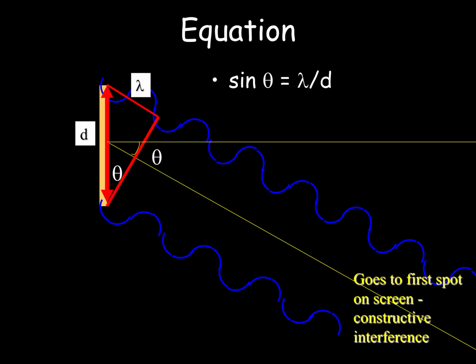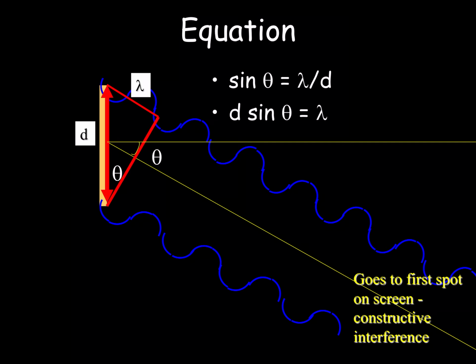Or to rewrite it on one line, to make it easier to print, in modern texts we write it as d sine theta equals lambda. d sine theta equals lambda. Now, this is all right for the n equals 1 dot.